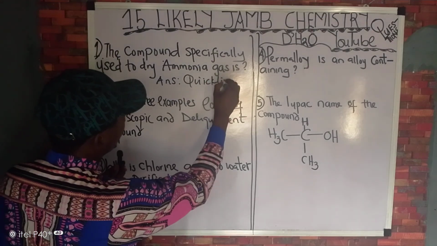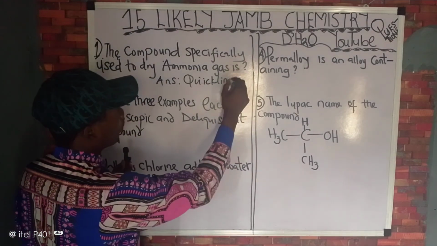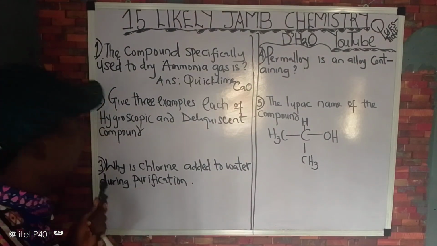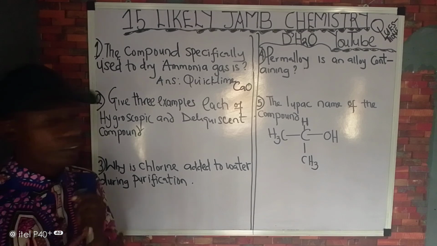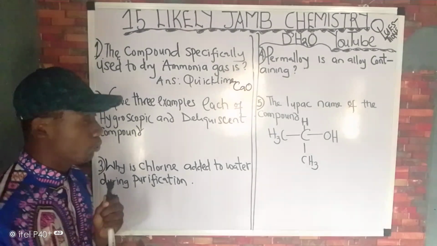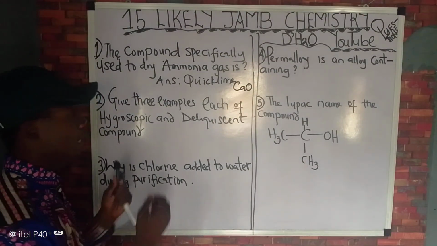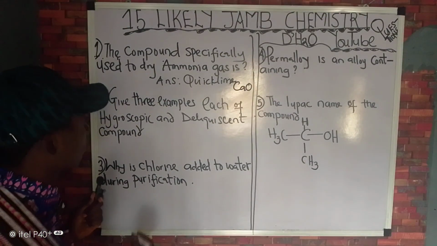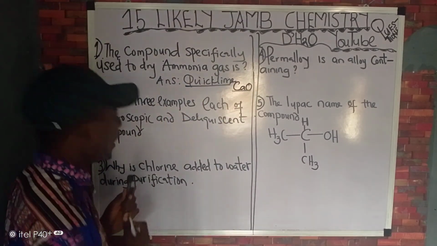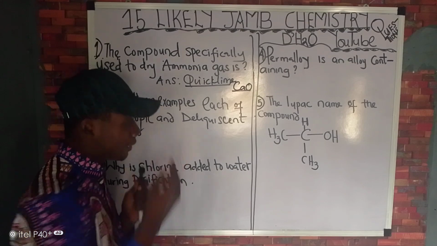Quicklime has a chemical formula which is calcium oxide. That's the answer to this question. So take note of this, that quicklime, which is calcium oxide, is basically used to dry ammonia gas. So the answer to this question is quicklime. Take your pen and your book and jot that down.